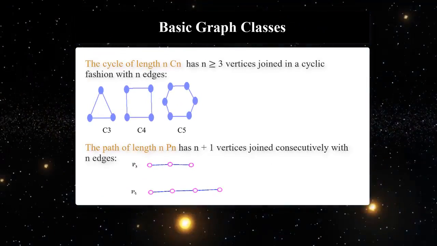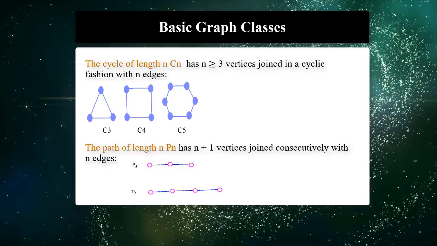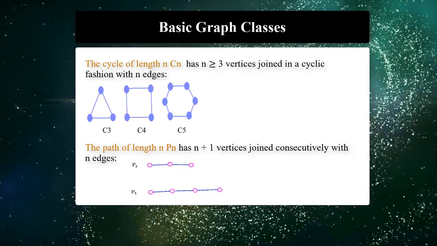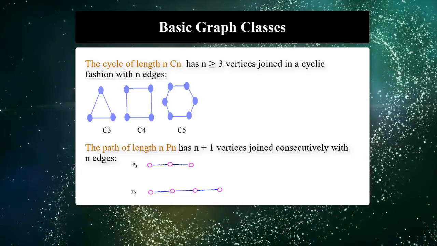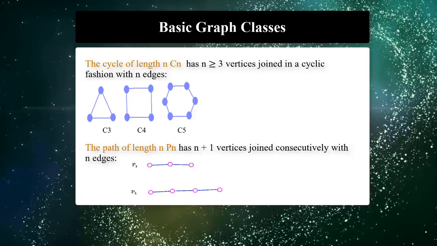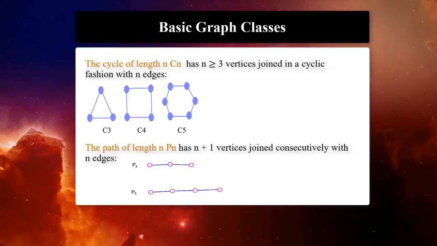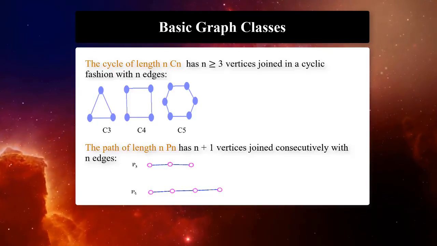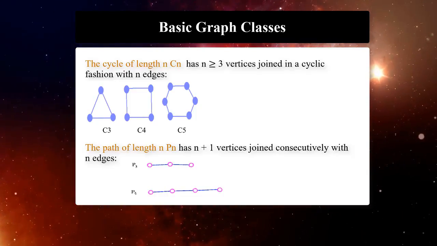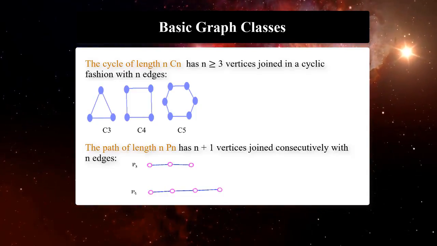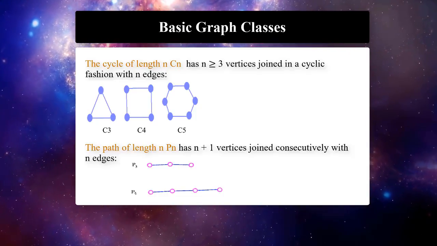It is customary to refer to some basic special graphs by descriptive names. We review the most famous ones. The first one is the cycle graph. A cycle graph of length n is a graph consisting of n vertices joined in a cyclic fashion with n edges. The number of vertices should be more than 3. A cycle is denoted by Cn, where n is the number of vertices, or the number of edges, as they are equal. The next one is the path graph. The path of length n looks like a line with knots in between. It has n plus 1 vertices joined consecutively with n edges.